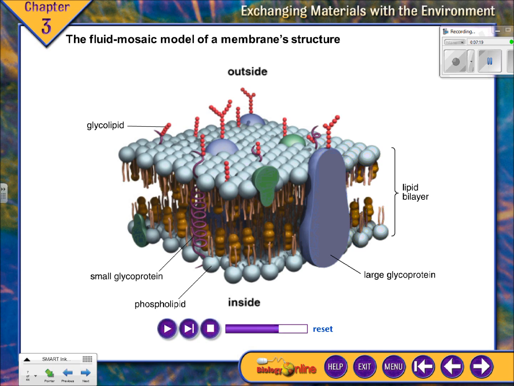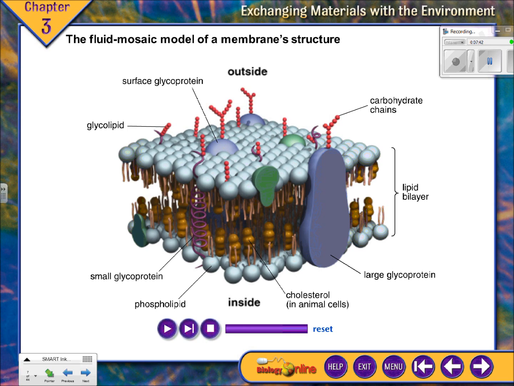Proteins extending through the bilayer or embedded in the membrane's inner or outer surface make the surfaces asymmetric. Carbohydrate chains may be attached to both lipids and proteins. Membranes in animal cells also contain cholesterol. Okay, and cholesterol helps with fluidity a lot. I'll show you a model here in a minute.